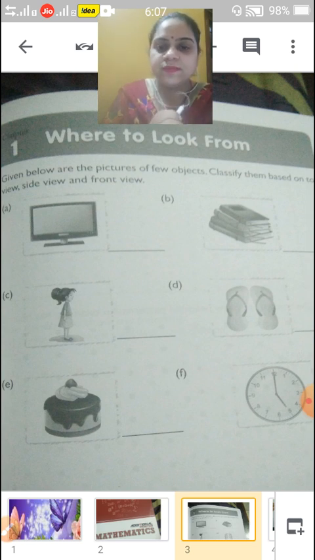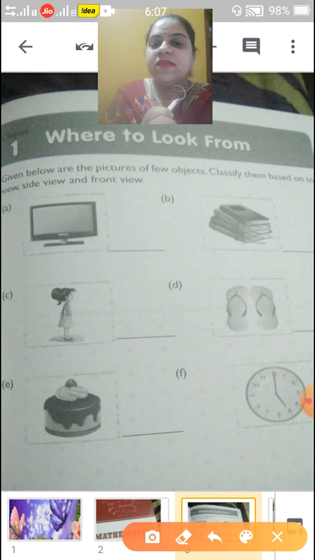So children, for television, what is your view? Yes, this is your front view. Children, you will write the full answer on this line. Front view. Okay.